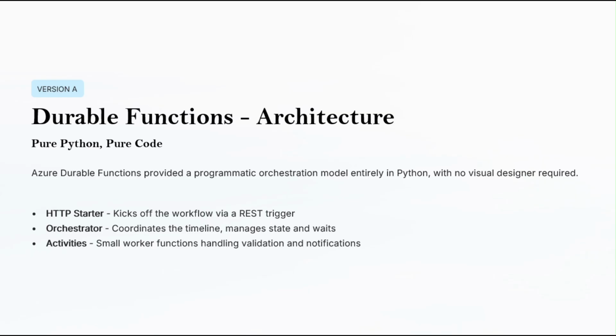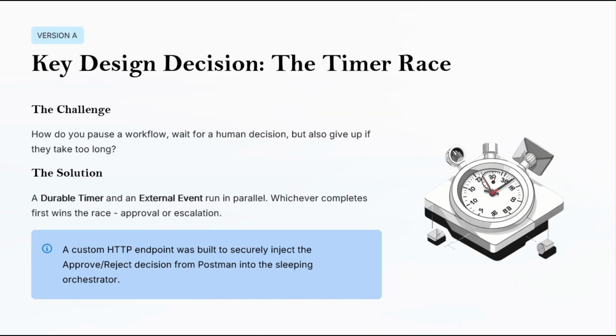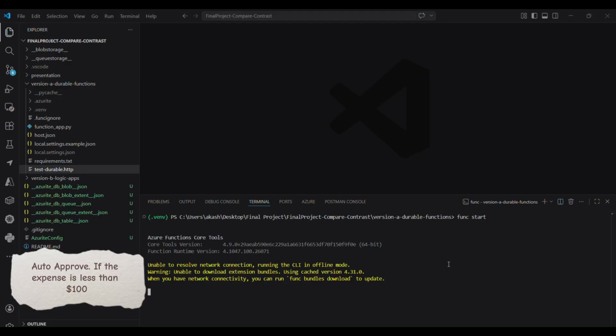The trickiest part of the code was the manager timeout. To get around this, I built a timer race in the orchestrator. It basically sets a timer and also waits for an external click. So whichever happens first, finishes the run. Let me show you how this looks locally in VS Code.